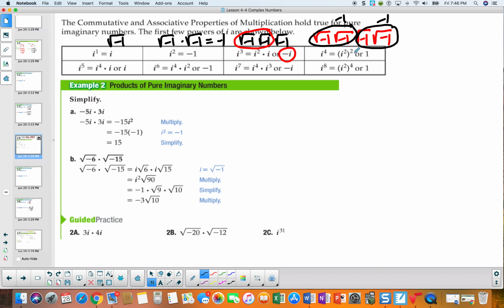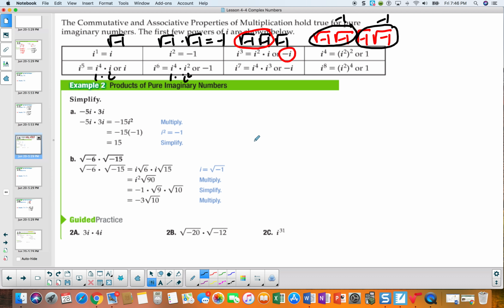We already know that i to the fourth is 1. So this is really 1 times i, and so the answer is i. i to the sixth is i to the fourth, and remember that's the number 1, times i squared, and we've talked about i squared being -1, so this answer is -1, and so on. This is how we do it.